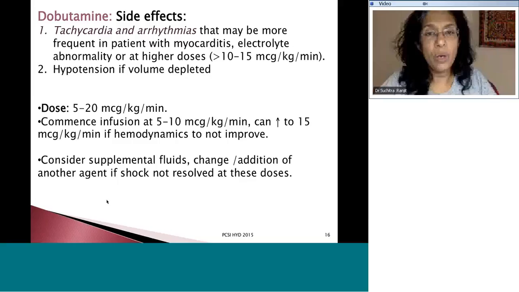The dose range of dobutamine is 5 to 20, but most people would limit the infusion to 10 mics per kg per minute. You can go to 15 mics per kg per minute if hemodynamics are stable, if there's no hypotension or volume deficits, but generally you think of using another agent.